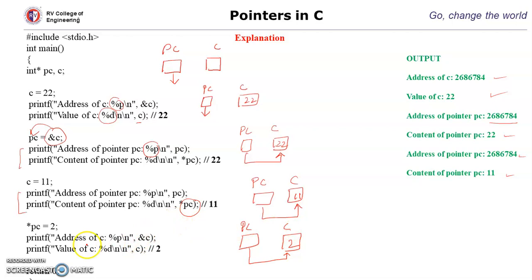Here in this printf statement we are printing the address of c. The address of c won't change, so the message will be printed with the same address, 2686784, and here the value of c. So now we are printing the value of c, which means 2 will be printed. Okay, so I hope you have understood the concept of pointers. Thank you.